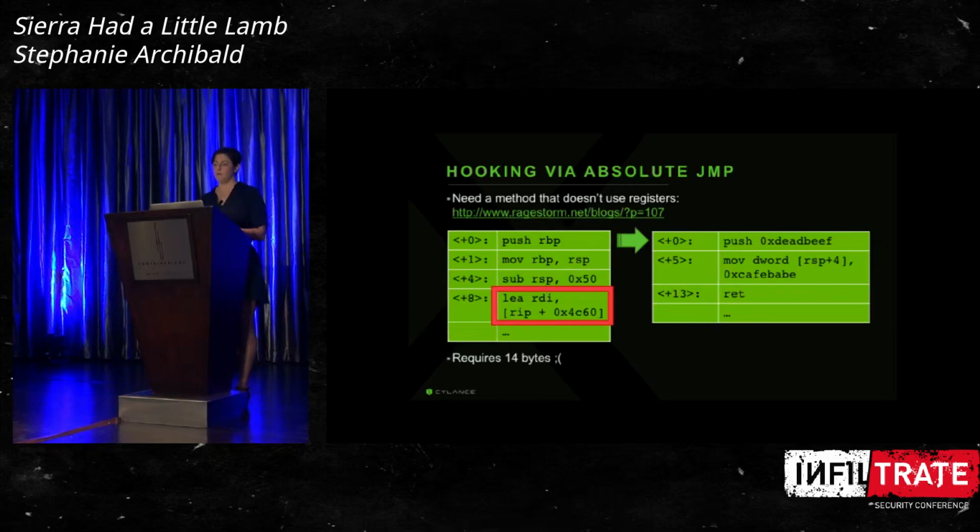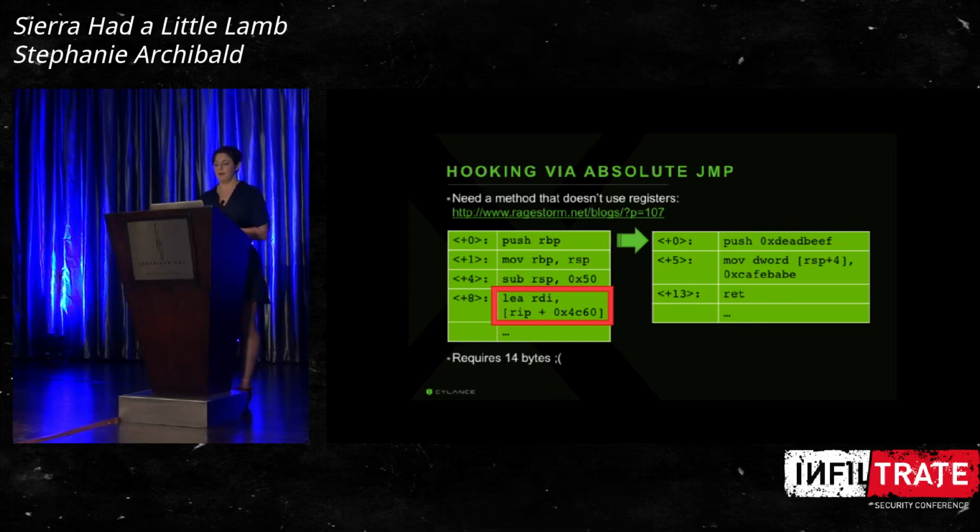Hooking via absolute jump is another option, yeah? You kind of need a method that doesn't use registers. I kept trying to find one register that wasn't very used, and that's just impossible. So basically I found this method online, and you push the low bits and then you move the high bits onto the stack, and then you just ret, and it'll jump to where you want to go. The biggest problem with this method is that it's 14 bytes, which, as you can see from our example, 8 bytes past the start of the function, we have LEA, RDI, and then we're referencing from RIP.